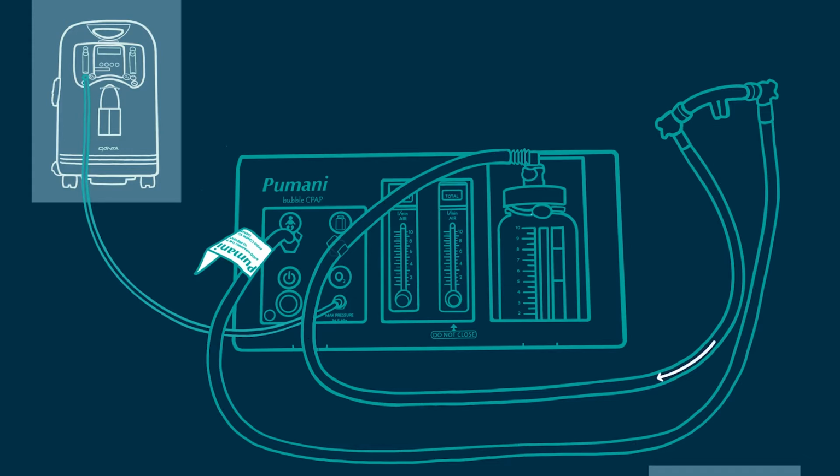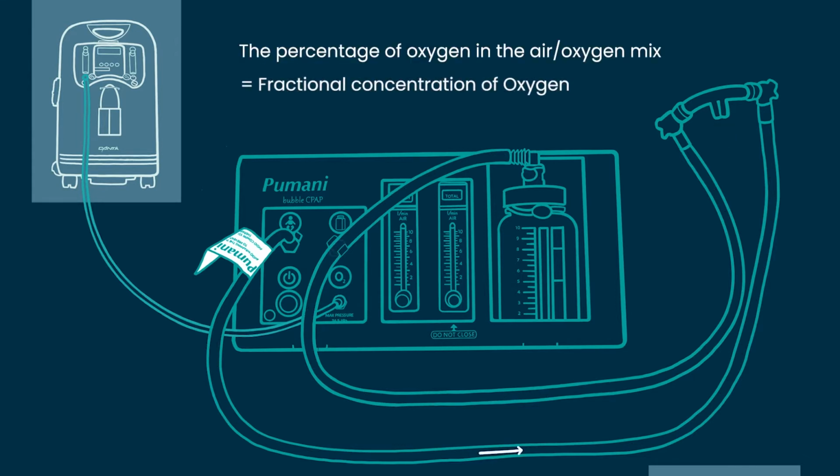BCPAP produces a mixture of air and oxygen with positive pressure. The percentage of oxygen in the mix is called the fractional concentration of oxygen, or FiO2. The two flow meters allow you to adjust the total flow, that is, how many liters per minute the machine is pumping out. But they also allow you to adjust the percentage of oxygen in the mix, or FiO2.